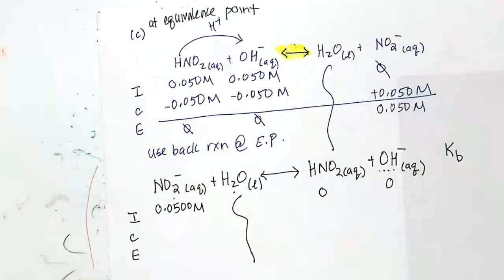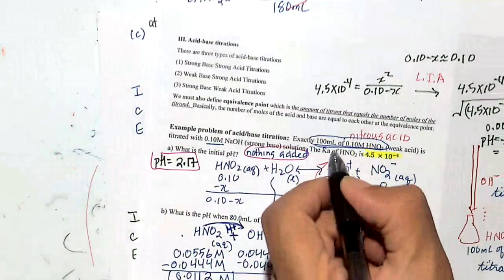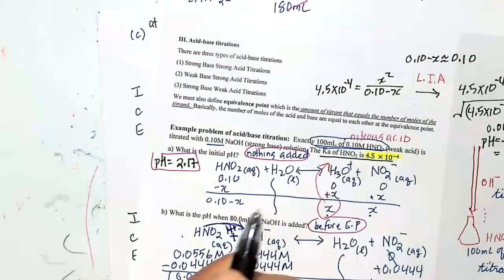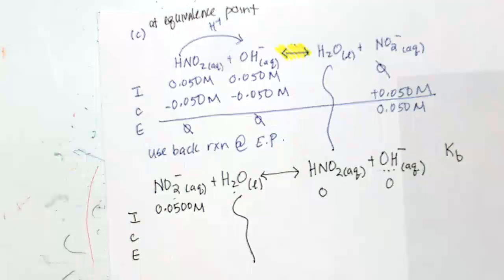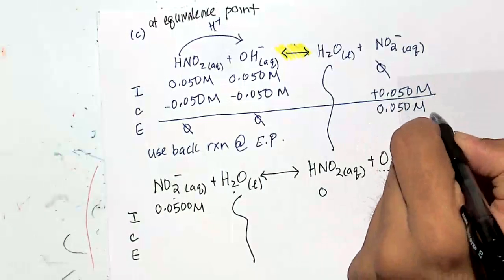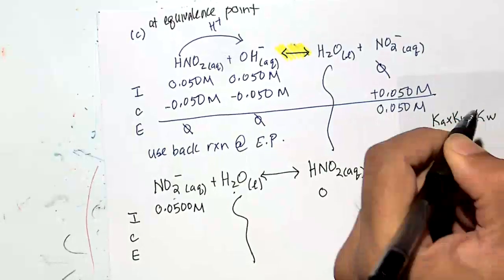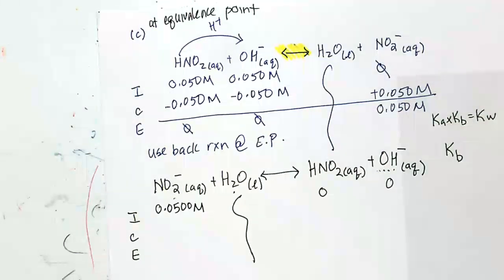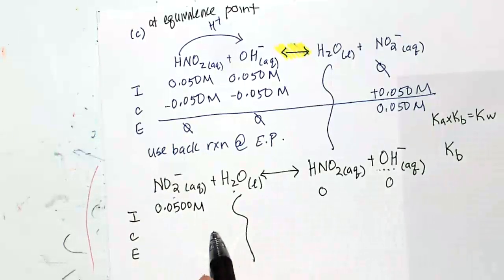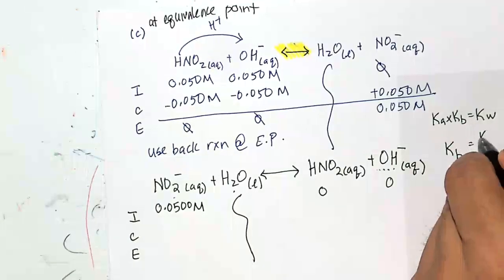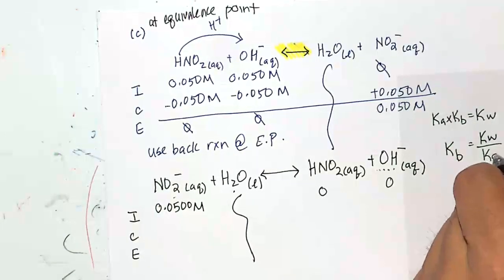How will we find KB, though? How will we find KB if in the problem they gave us KA? We divide KW by KA. Excellent. You guys have to remember KA times KB is equal to KW. Both of you did a marvelous job, so thank you. So we will get KB because this reaction describes KB, as Carolina said. So we will take the KW and divide it by KA.